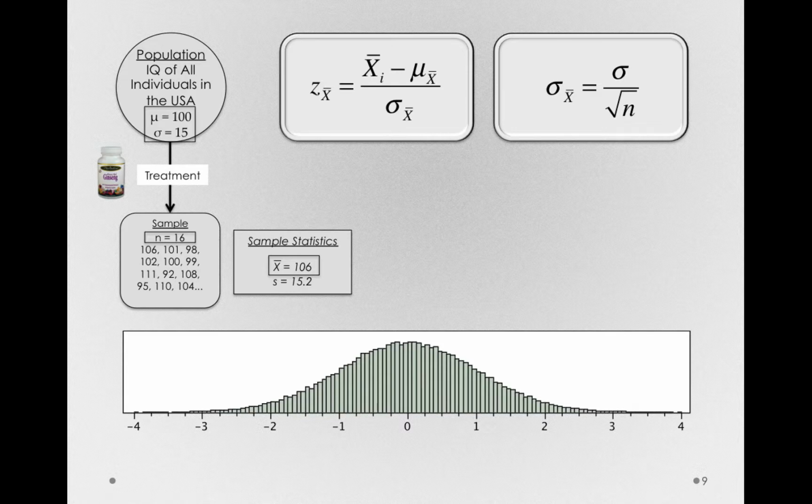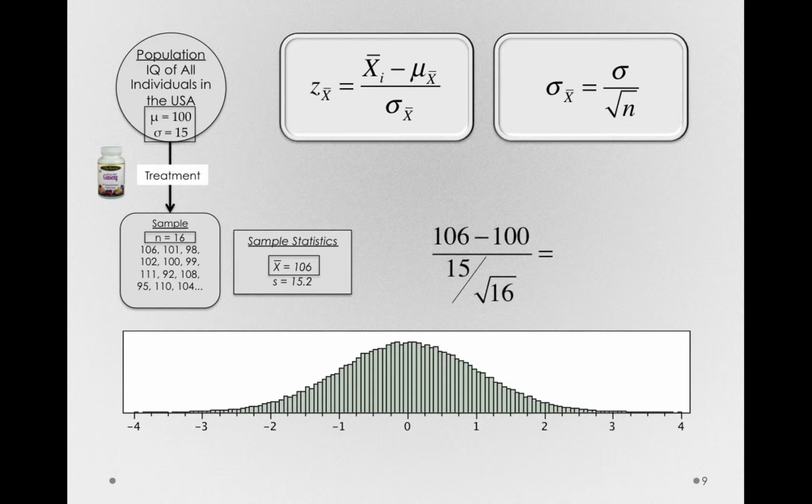Well, using this, we can say how likely it would be for us to obtain a mean of 106, or even one greater, if it really is the case that only sampling error is acting. So let's apply this calculation and see what insights we can gain.